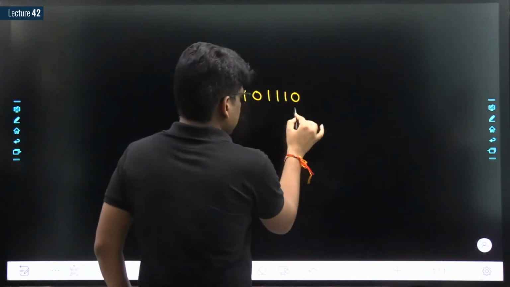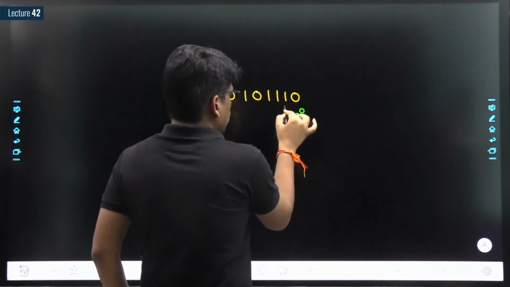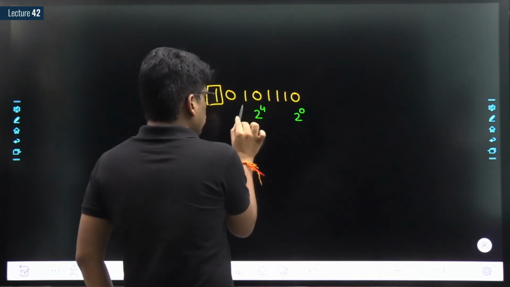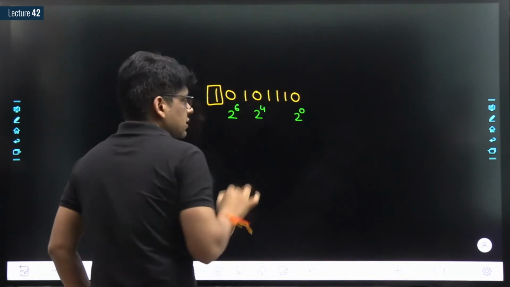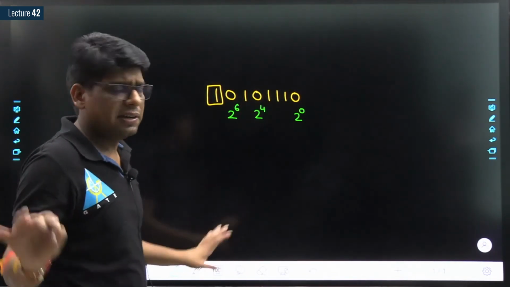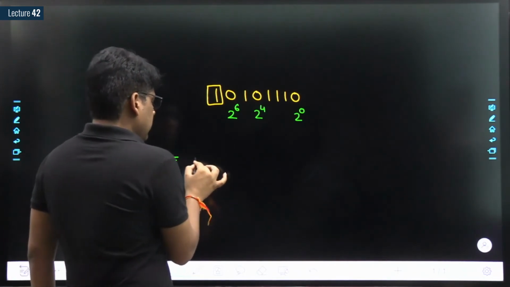Sir, what is the place value? 2 to the power 0, 2 to the power 1, 2 to the power 2, 2 to the power 3, 2 to the power 4, 2 to the power 5, 2 to the power 6. Because I need to focus only on zeros.